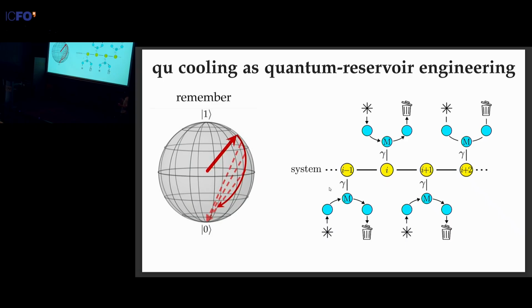We have a quantum system. It can be a chain, it can be more complex. And we are coupling meter degrees of freedom, which we are able to prepare in their ground state, so they're cold. We let them interact with the system with the interaction strength gamma for a certain time, and then we disregard them. So this is an instantiation of a collision model.